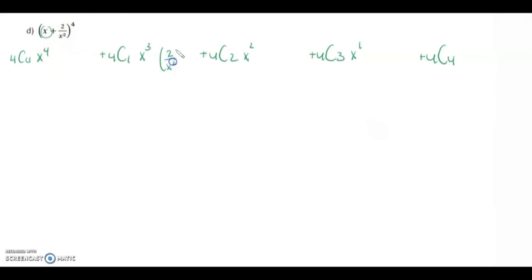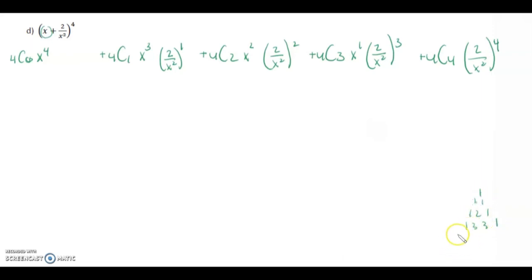2 over x squared to the 1. 2 over x squared to the 2. 2 over x squared to the 3. And 2 over x squared to the 4. So again, you can use your calculator or you can use Pascal's triangle. Row 0, 1, 2, 3, and then 4 is this: 1, 4, 6, 4, 1. So this is going to be 1x to the 4, and that's simplified.